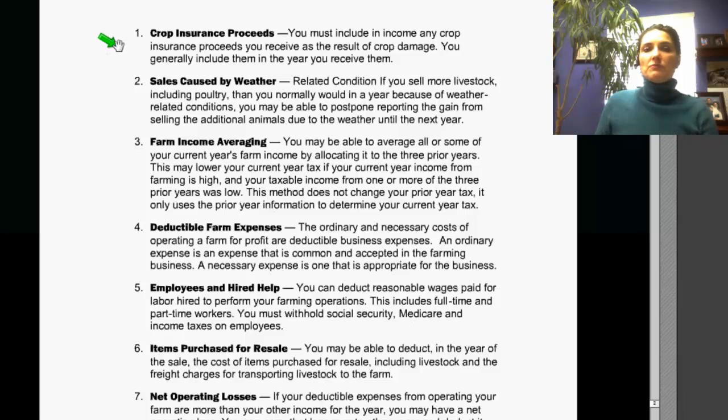Number 1, crop insurance proceeds. You must include in income any crop insurance proceeds you receive as a result of crop damage. You generally include them in the year that you receive them.